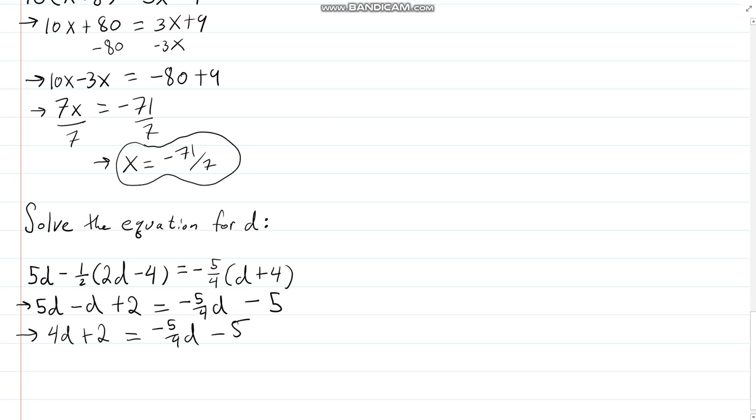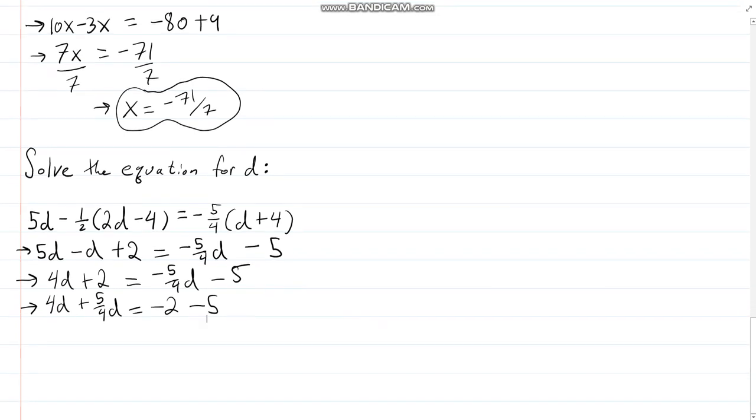So we want to get all of the numbers on one side and all of the unknown, the variable, on one side. So I'm going to move this 2 to the right-hand side. I'm going to move this negative 5/4 d to the left-hand side. And when they do that, they'll switch signs. So I have 4d plus 5/4 d equals negative 2 minus 5. Okay. Now, this is easy to combine, right? This is just negative 7.